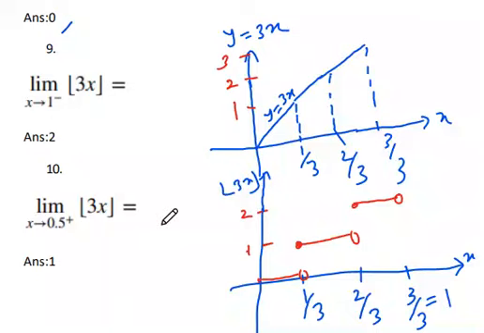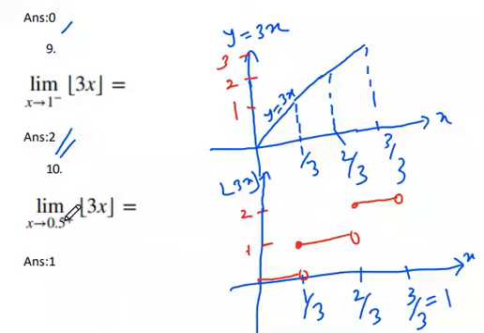So now we are interested in the ninth question. We want to take the left limit, so here the left limit, right, as x tends to 1. As x tends to 1 from this side, the floor of 3x approaches 2. That's why it is 2 here.